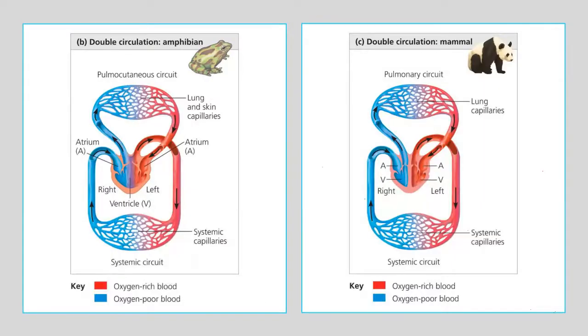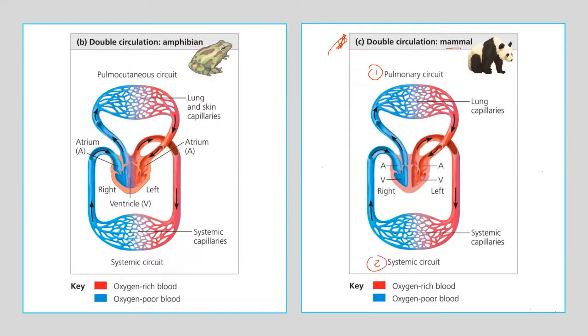All right, let's expand on this double circulation of the heart. Like I told you, our circulatory system has a double circulation, or two circuits. Focus on this picture. Don't worry about the amphibian. So, double circulation in the mammal: two circuits. We have the pulmonary circuit and the systemic circuit.